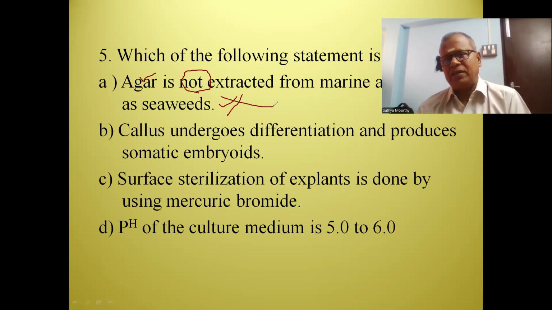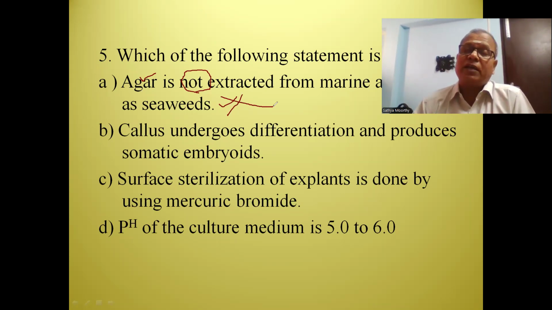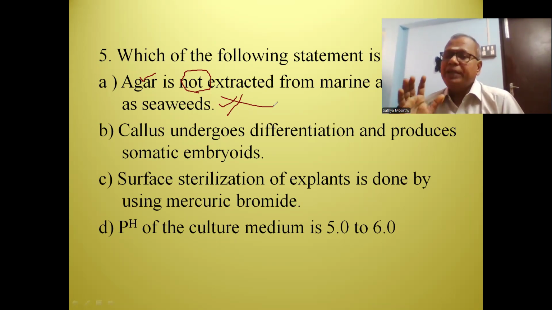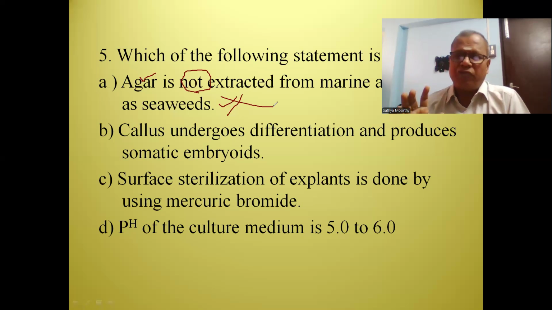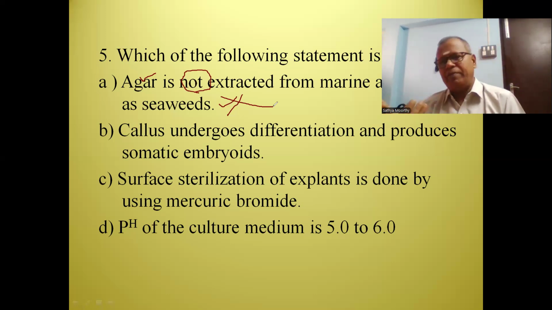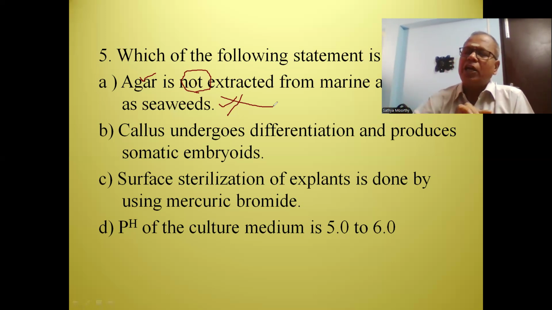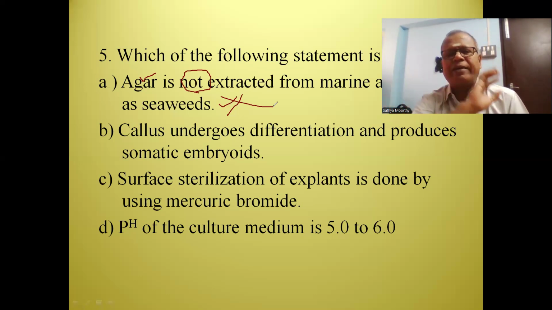It is extracted. And in the plant tissue culture technique, this agar-agar is used to solidify the culture medium. Culture medium means the medium which furnishes all the nutrients needed for the development of a cell. The culture medium may be a liquid medium or a solid medium. If the liquid is to be converted into solid, we use this agar-agar. So it is used as a solidifying agent in the plant tissue culture technique.